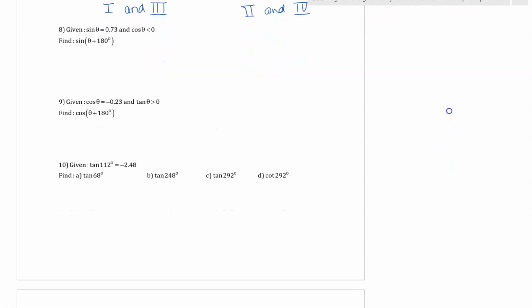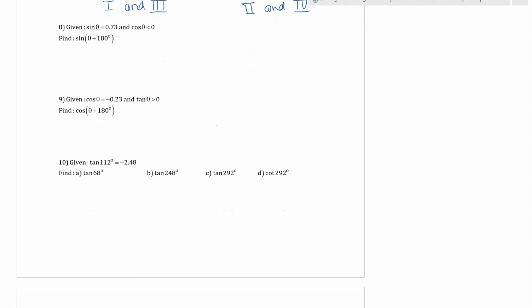So for example, if I say that the sine of theta is 0.73 and the cosine of theta is less than 0, it's negative. The first thing I want you to do is pause the video and see if you could figure out which quadrant this angle lies in. Where is the terminal side of this angle? Okay, so hopefully you figured out that the sine is positive and the cosine is negative in quadrant 2. So the sine of our angle is, you could say, 0.73 over 1 if you want.